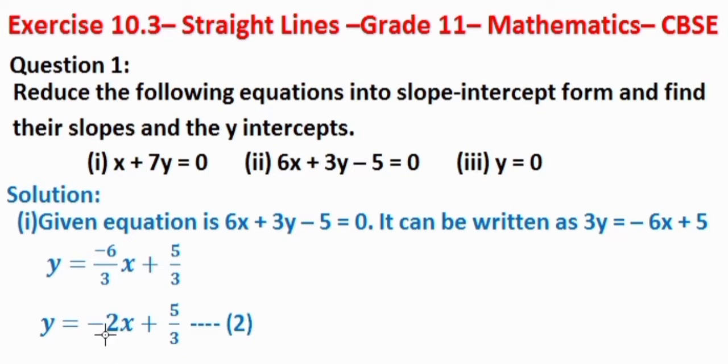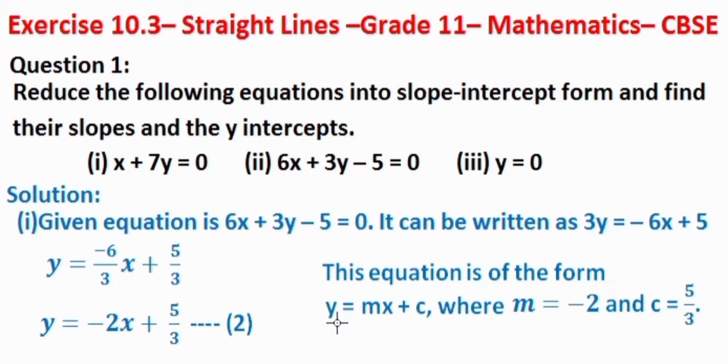Here minus 2 stands for the slope and 5 by 3 stands for the y-intercept. By comparing with the equation y equal to mx plus c, this is the y equal to mx plus c form. m is the slope, m is equal to minus 2. 5 by 3 is the y-intercept, that is c. c is equal to 5 by 3. Okay, the second question's answer we found. Now the third one in the same way.